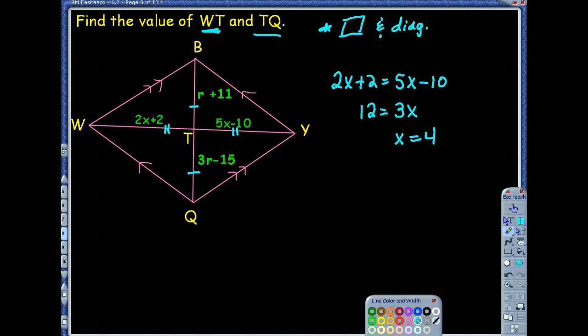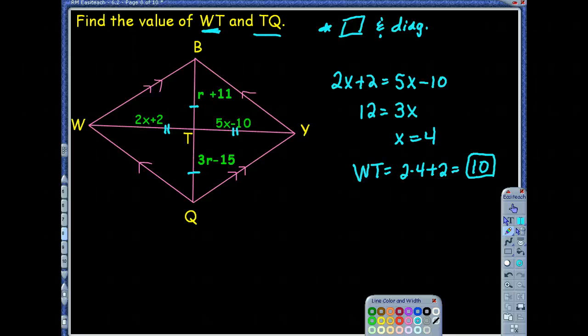Am I done? No, because they wanted WT. All right. So to find WT, I'm going to do 2 times 4 plus 2. So that is 10. Now, if I wanted to check, because you mentioned this on the last one, what could I do to check this problem? I could make sure that 5 times my 4 minus 10 is also going to get me to 10. 5 times 4 is 20. 20 minus 10 is also 10. So that works out. Right.